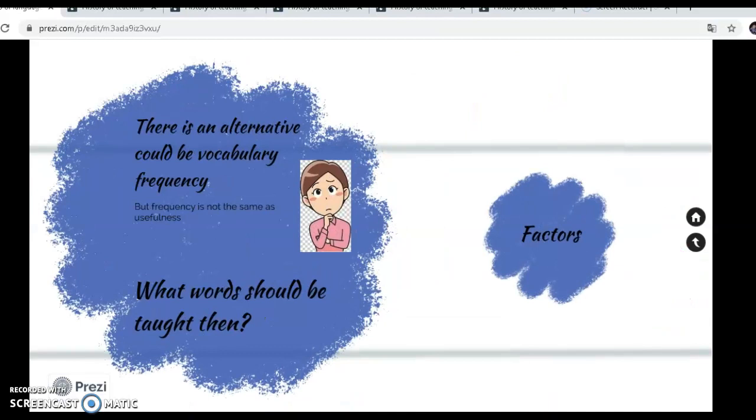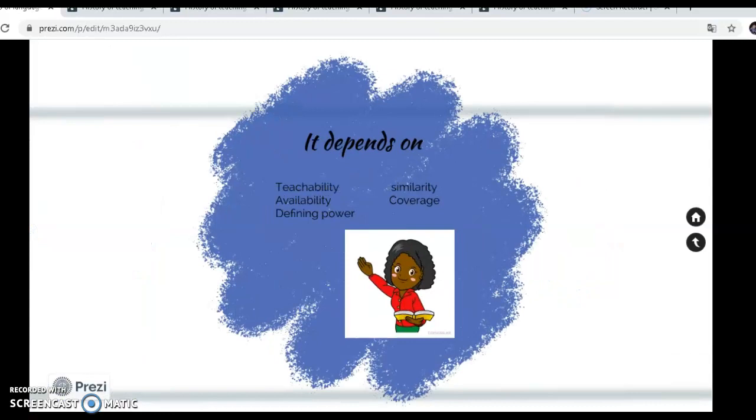There is an alternative that could be vocabulary frequency. However, frequency is not the same as usefulness. What words should be taught then? It must take into account some factors such as teachability, availability, defining power, similarity, and coverage.